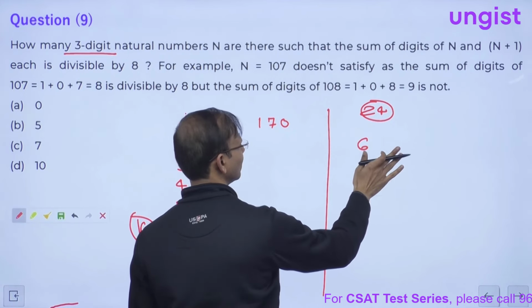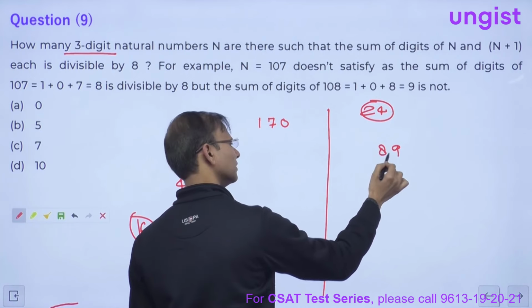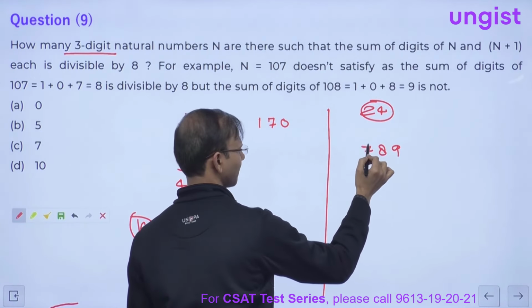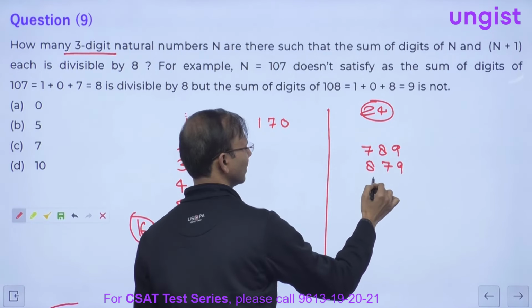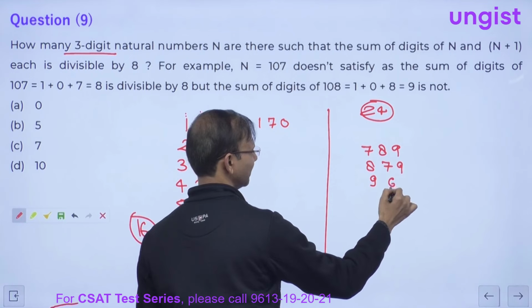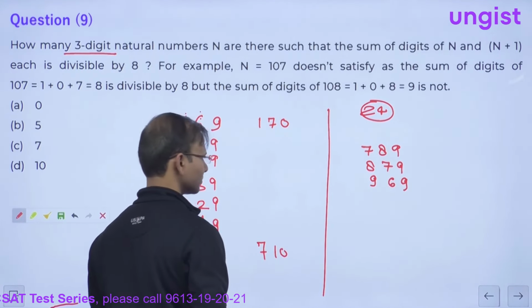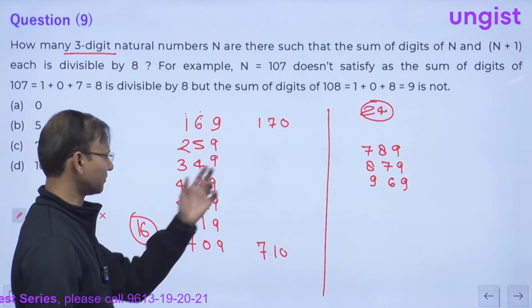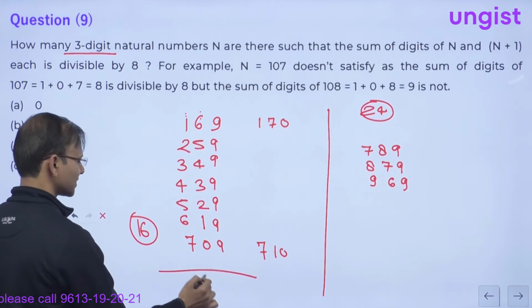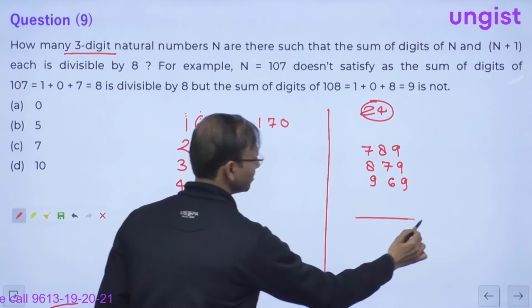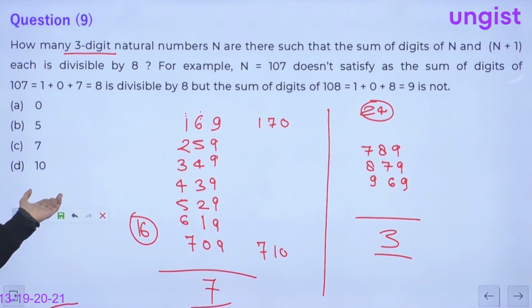Look here, 9, 8, 7, right? And then 8, 7, 9, and then 9, 6, 9. Everyone, yes or no? Right, I think three more numbers. Just count them, guys. These are 1, 2, 3, 4, 5, 6, 7. These are 7 numbers, and these are 3 more. What is the answer? 10 is the maximum option here.